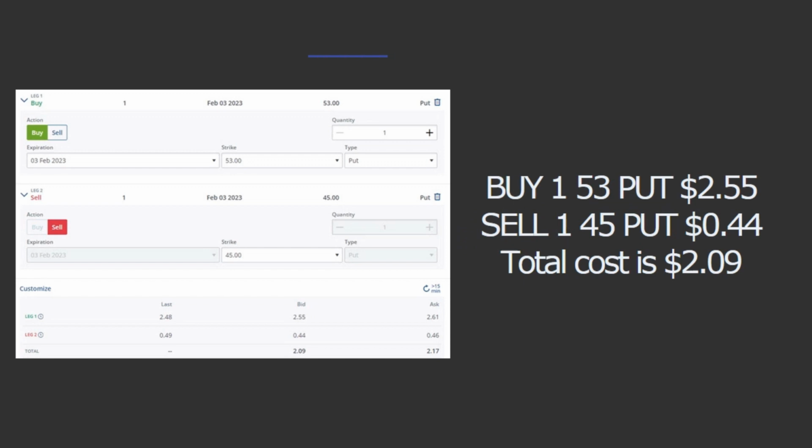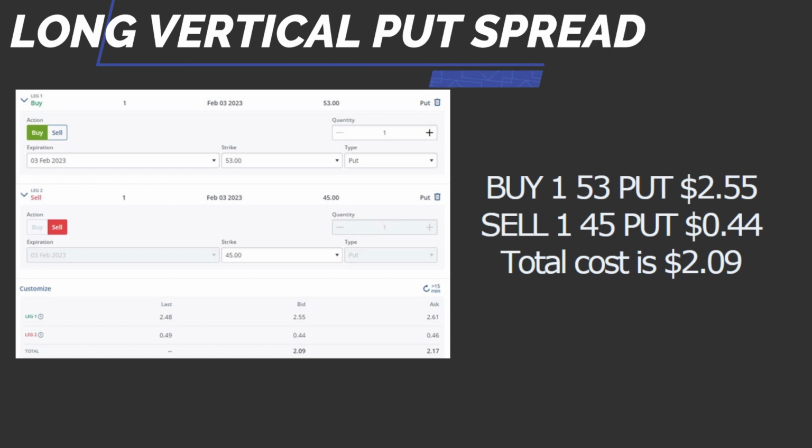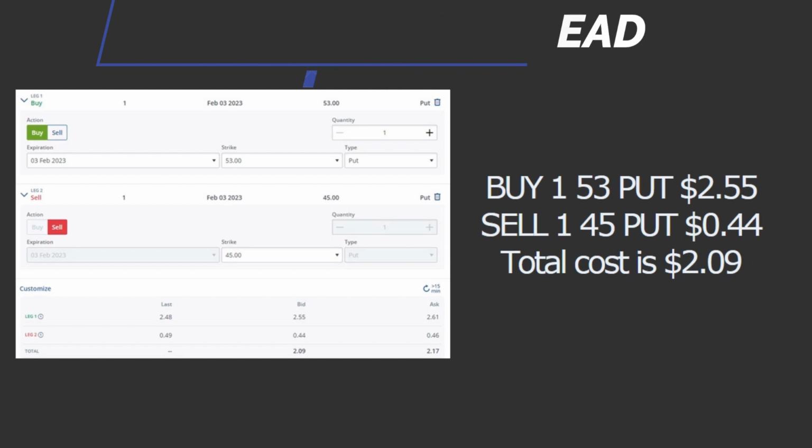So we enter a long vertical put spread. So to set it up, we would buy one put, we would sell another put. So we buy one 53 put, and that costs us $2.55. But we also sell a 45 put, and that gives us a credit of 44 cents. So the total cost is $2.09. That's using the bid examples from this broker.